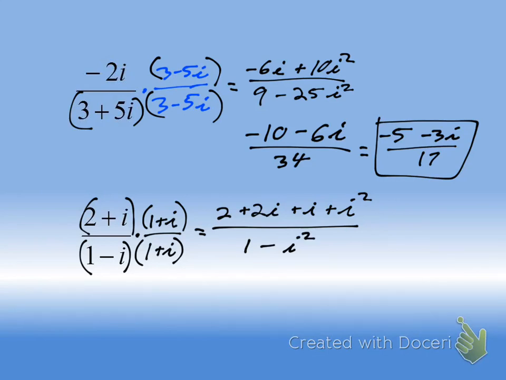Once again, like terms cleaning up. So i squared is negative 1. So 2 minus 1 gives you 1, plus 3i. i squared on the bottom is negative 1, so 1 minus the negative 1 becomes 2.